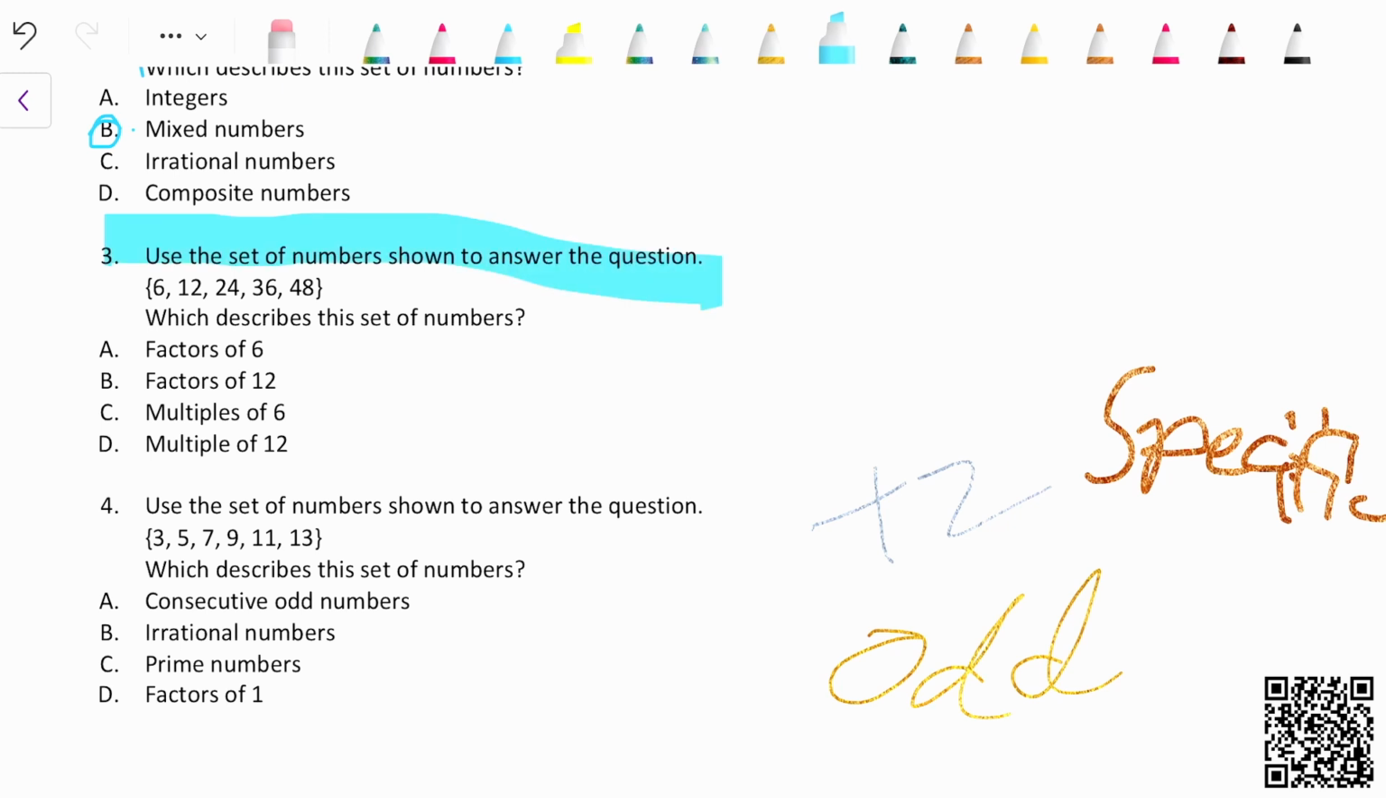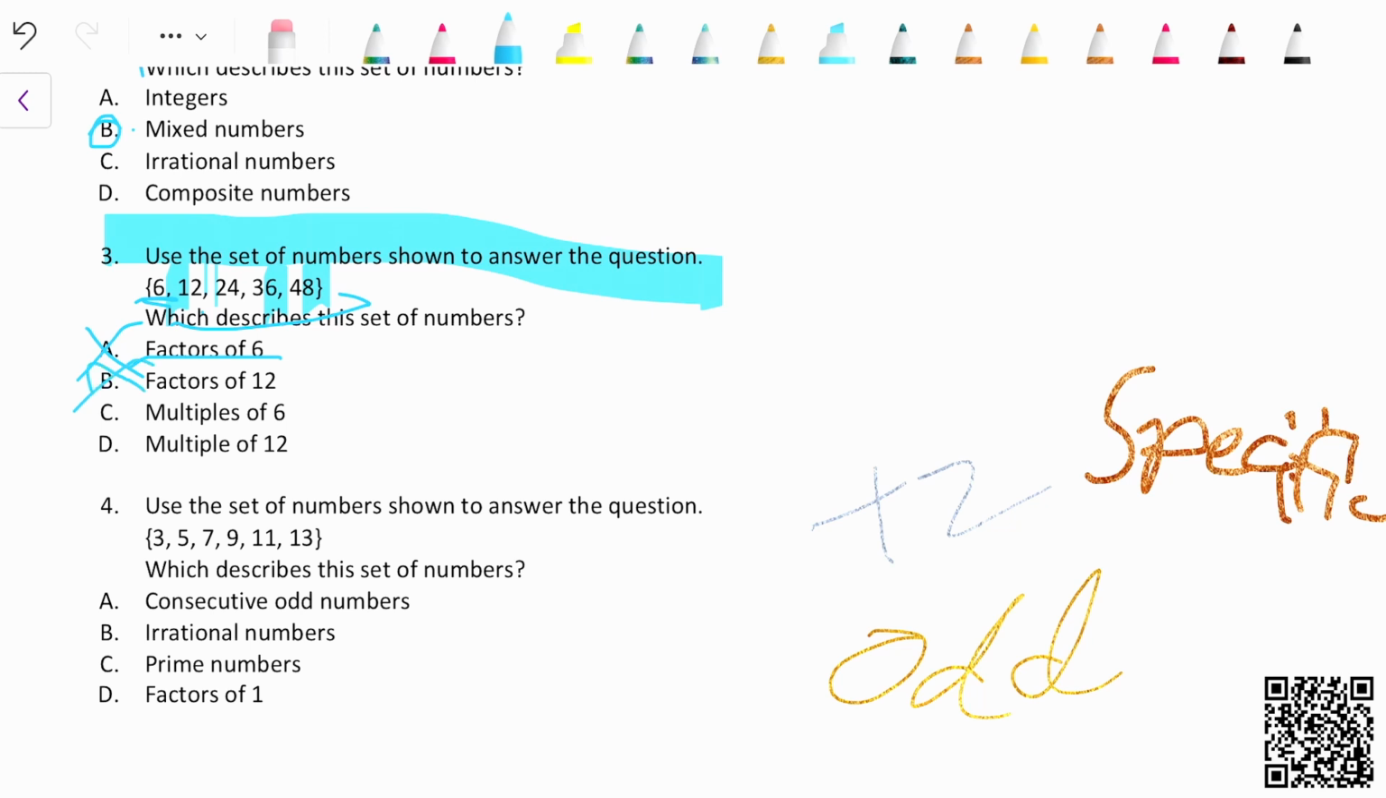Use the set of numbers shown to answer the question. 6, 12, 24, 36, and 48, which describes the set of numbers? And what really caught my eye this time was the factors of 6, because only one number there is even equal to 6. So it's definitely not factors of 6. Factors of 12. Well, there's two. But the rest are all bigger than 12, so it can't be the rest.